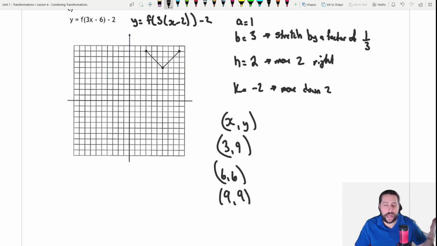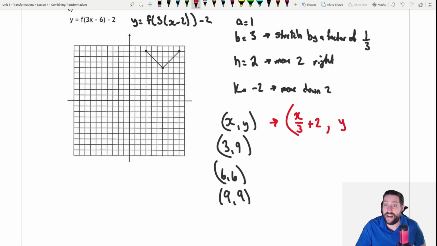Okay, so these are now the points there: 3 and 9, 6 and 6, and 9 and 9. And how the mapping notation is going to look is we will stretch by a factor of 1 over 3 for our x values. So this is going to be x over 3, and then we're going to move it to the right 2. Okay, so those are our x values, and then for our y values we are going to move down 2.